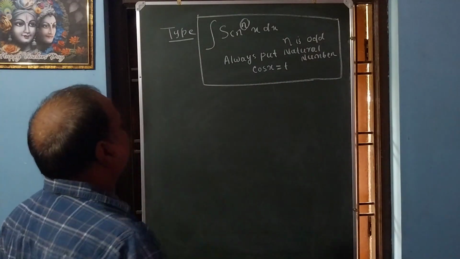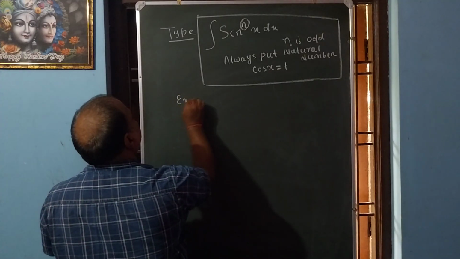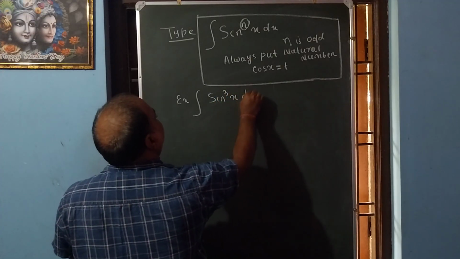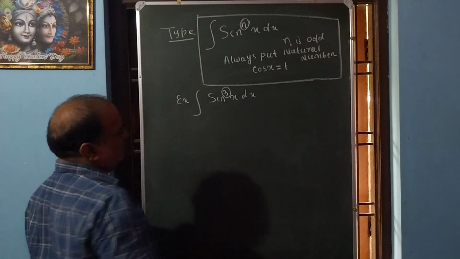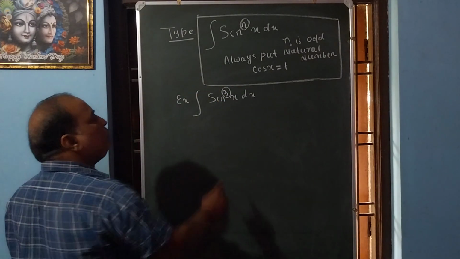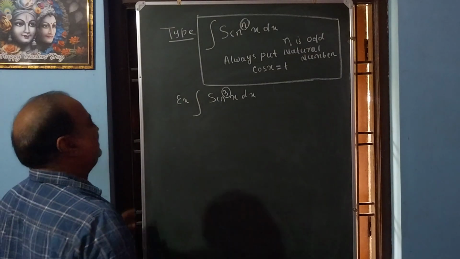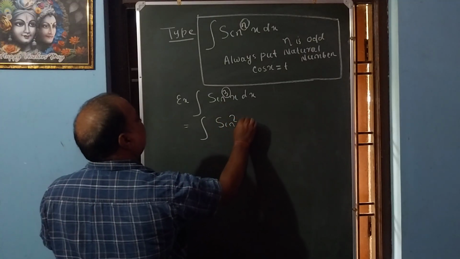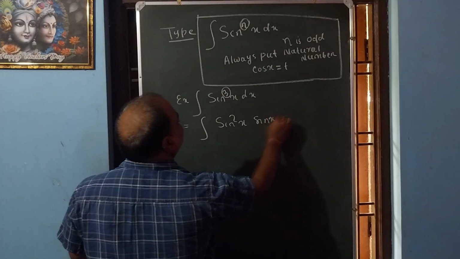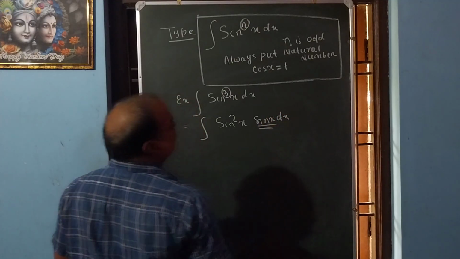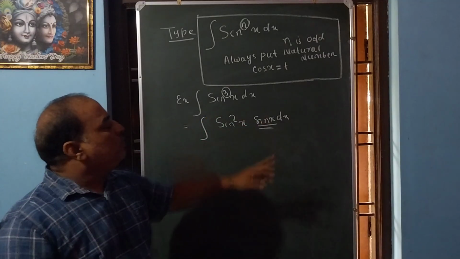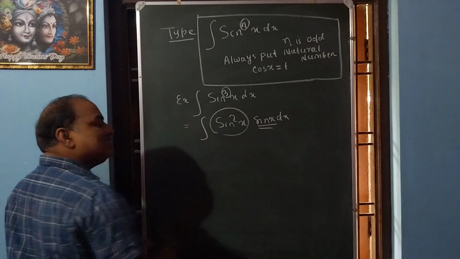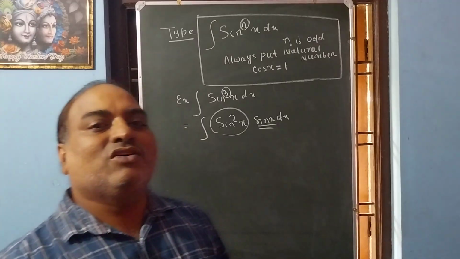Okay? So, let us take one example. Integration of sin^3 x dx. Here 3 is odd. So you have to break sin^3 x as sin^2 x into sin x dx. You have to break in this manner. Always the even power is broken out, and one sin x will remain there. Then you have to break sin^2 x. Sin^2 x is equal to 1 minus cos^2 x.